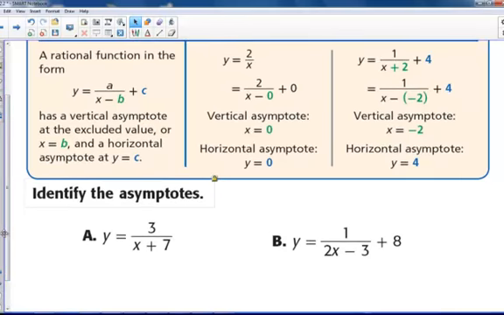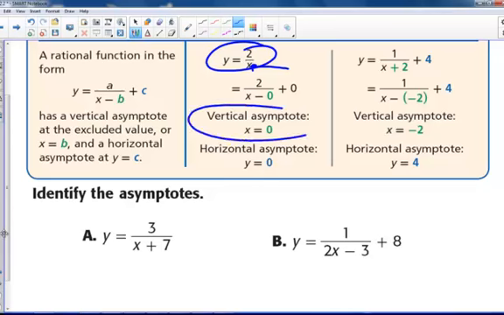So for 2 over x, the vertical asymptote is at 0. And the horizontal asymptote, I could put this plus 0, if it makes sense. That's how you get your horizontal asymptote.